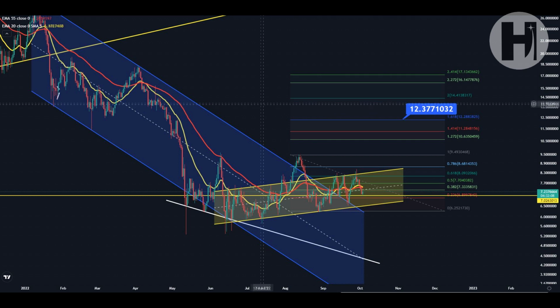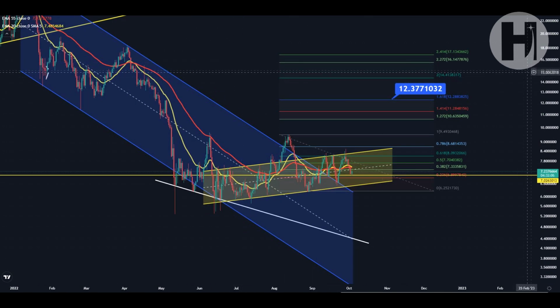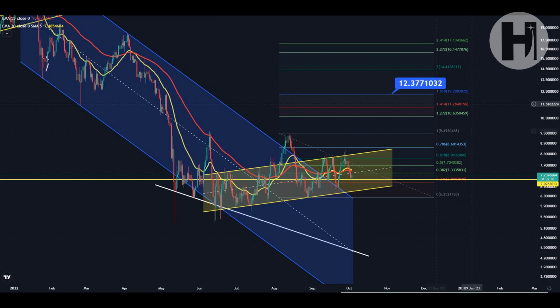Let's get on with the technical analysis. So jumping into the daily chart here, as you can see right now, we are in a channel up pattern and we are adhering to the resistance and to the support trend lines of the channel.